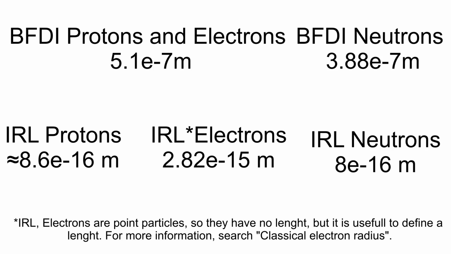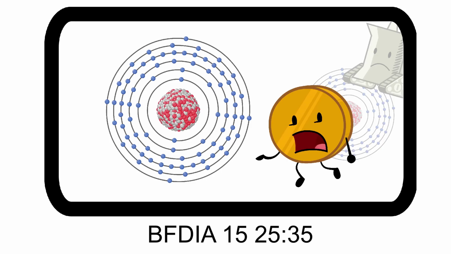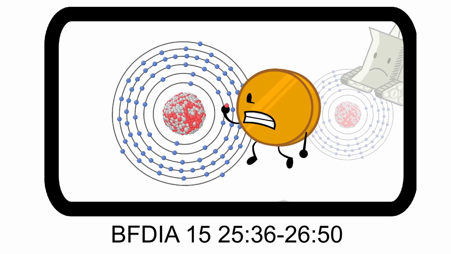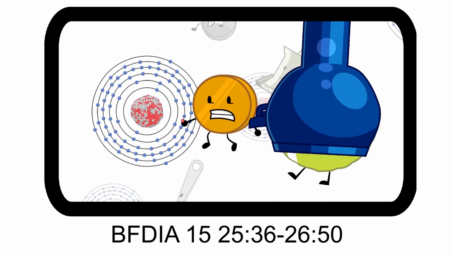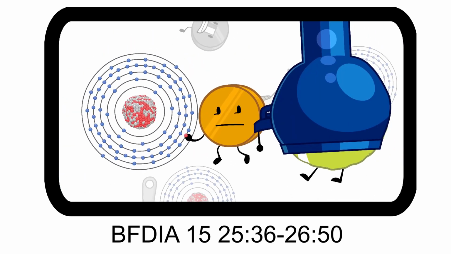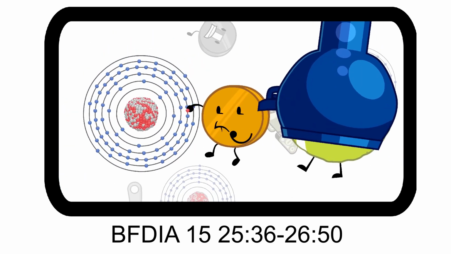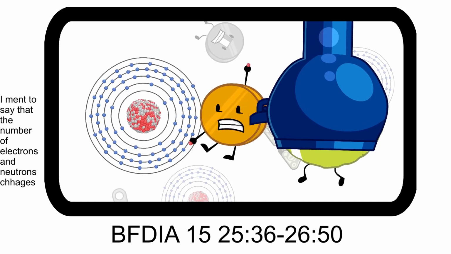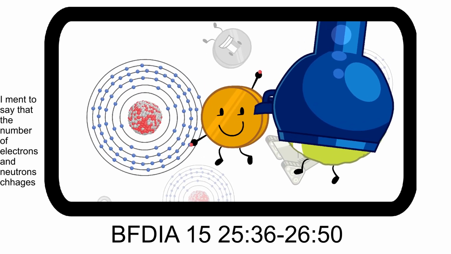But this is not the only difference between atoms in real life and in BFDI. We also see that shells are physical things that the electrons are attached to, and aren't just the positions that an electron can take. We see contestants removing protons from the atoms, changing the element. However, after removing a proton, the number of electrons and protons also changes.